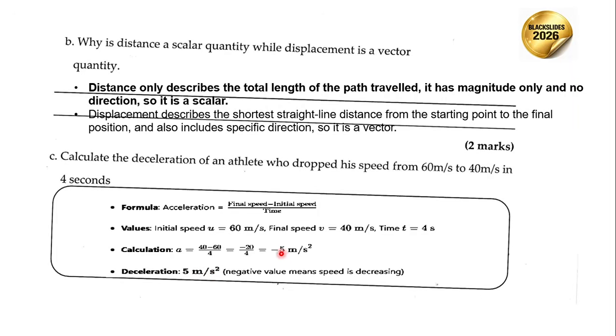So the negative sign means that the speed is decreasing. Don't forget, to find acceleration, you take final speed, which is 40, minus initial speed, which is 60, divided by time 4. This uses one of the SUVAT equations, which says that v equals u plus at. So making a the subject from that will give us this.